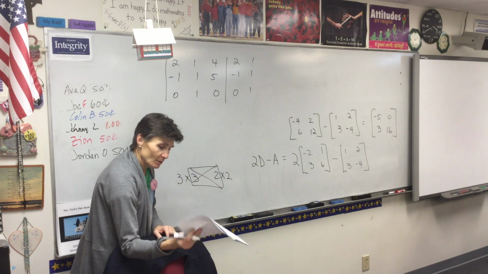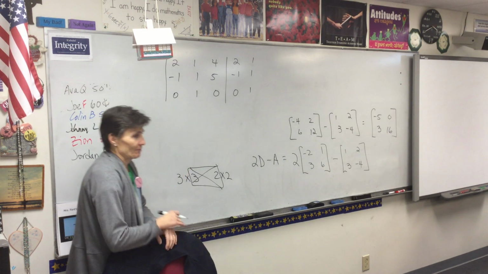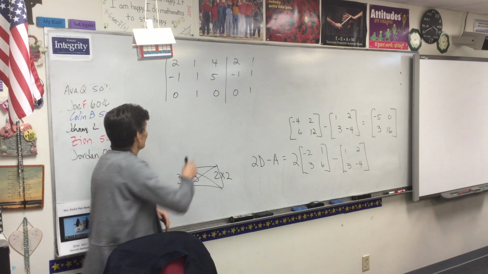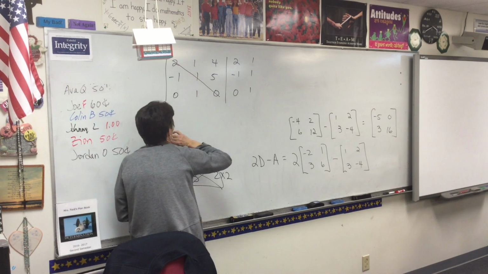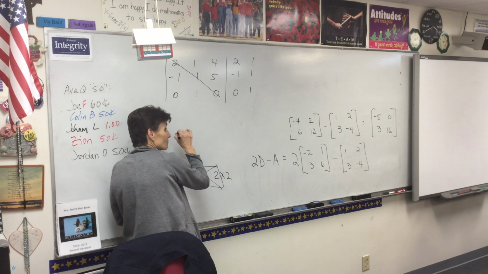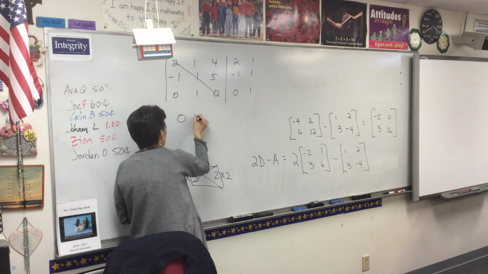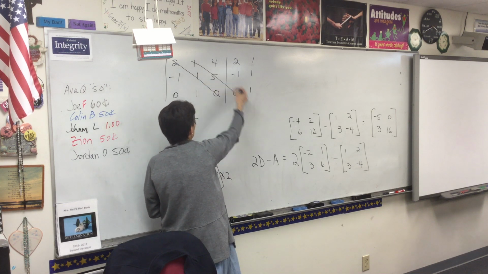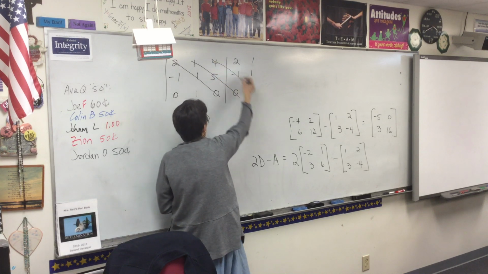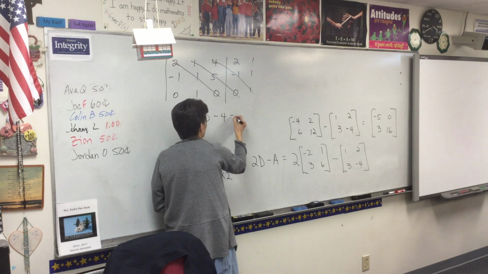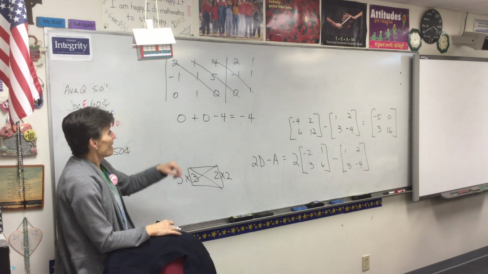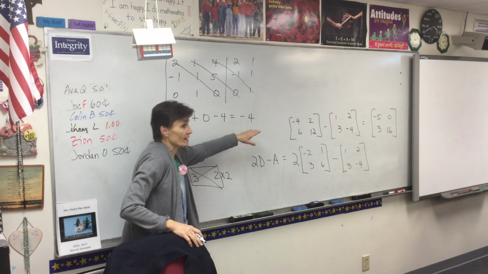No, we are on problem 5. So you take that first diagonal, starting with 2, going to 0. You multiply that together, and you get 0. Then I'll do the same thing here, and I'll get another 0. And then I'll go over here, and I'll get negative 4. So the total of all that is negative 4.